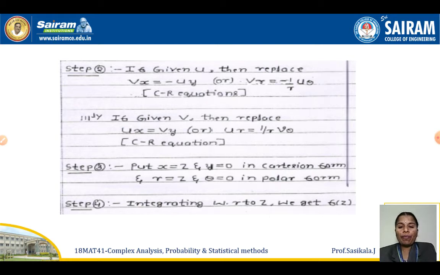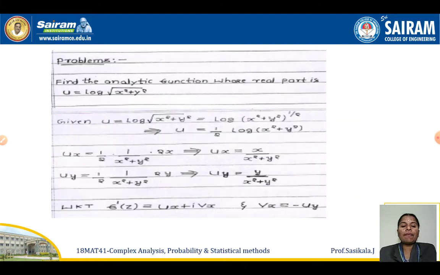Now after substituting that equation, we replace x by z and y by 0 in Cartesian form, and if it is in polar form, r by z and theta by 0. After that you will have an equation only in terms of z. Now directly integrate with respect to z, and we can get f of z.